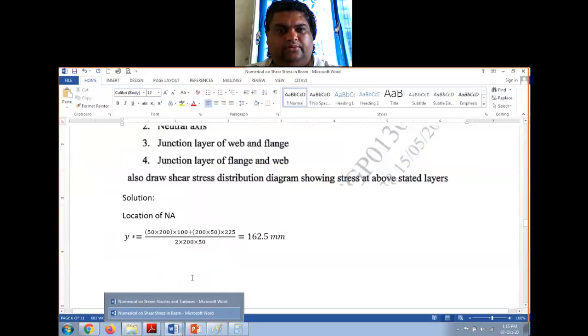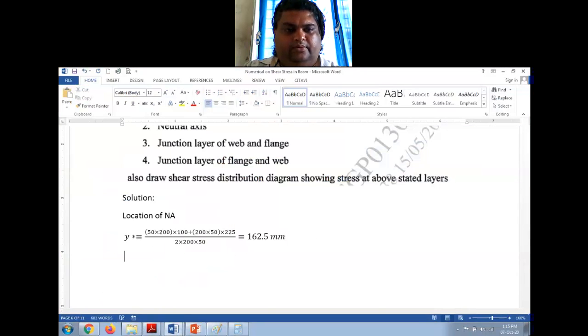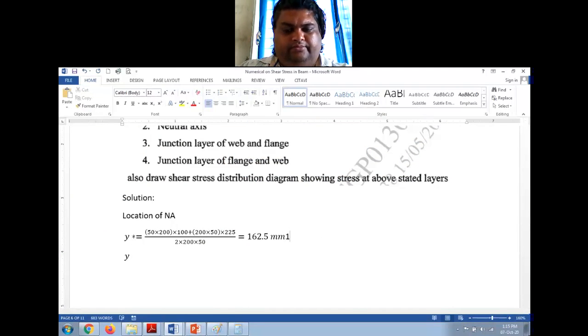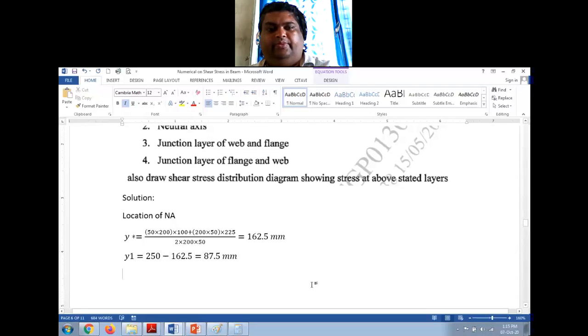So y1 is equal to 250 minus 162.5 equal to 87.5 mm. Okay, so I got y star and y1 now. Now I can find the shear stress at all the points.